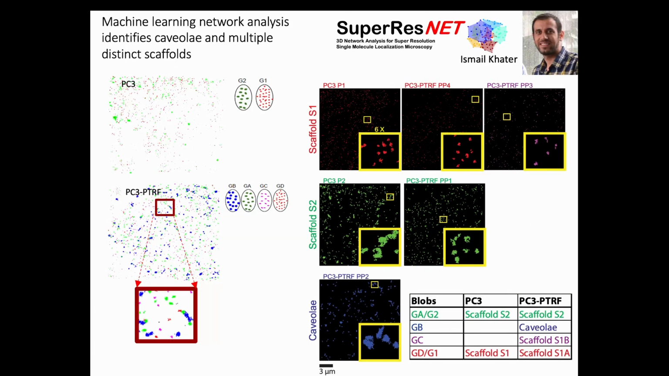So what happened is when we applied SuperResNet and classification to PC3 cells, we essentially found two groups. And when we did the same thing with PC3 cells transfected with Cavin1, PTRF is another name for Cavin1, we found four groups, and one of those groups, quite nicely, was the largest group, this blue group, and this blue group corresponds to caveolae, consistent with the fact that these Cavin1 expressing PC3 cells contain caveolae. And this is work from Ismail Kater, who started off way back when in that coffee shop I showed you earlier.